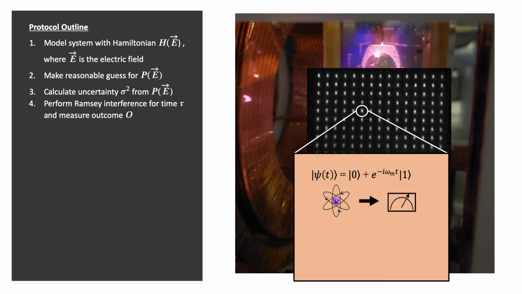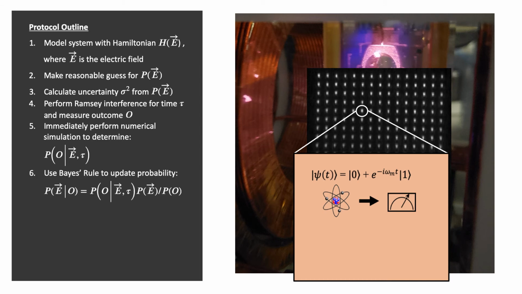A Ramsey interference experiment is then performed to measure the accumulated phase difference between the two quantum states of our atomic qubit. We measure the atom to be in one of two qubit levels, 0 or 1, which we call the outcome O. Immediately after measurement, we perform a numerical simulation on a toy model to estimate the probability of measuring the outcome O when the electric field and Ramsey pulse time are chosen as parameters. We can then implement Bayes' rule to update the probability distribution for the electric field.